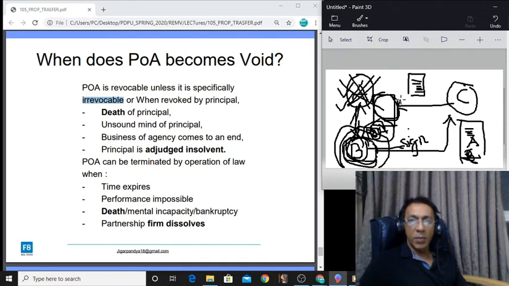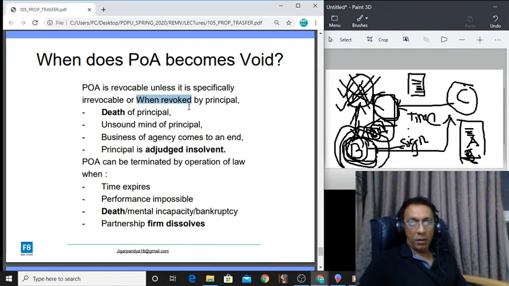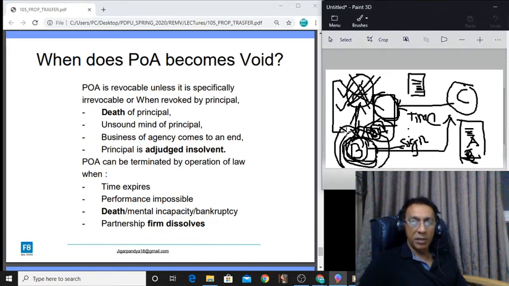But if it's a revocable power of attorney, there is a time limit. In that case, if the principal dies, or if the principal is of unsound mind, who is the principal here? A is the principal. The person giving the power of attorney is known as the principal. Or if the business or agency comes to an end, if the company is dissolved, or if the principal is insolvent, in these cases, the power of attorney can be revoked. It will not be considered.